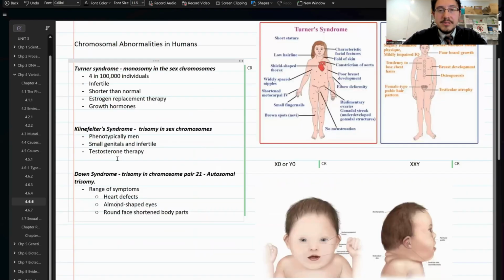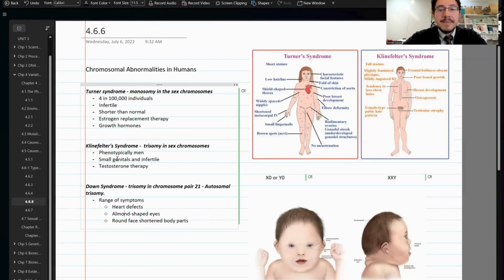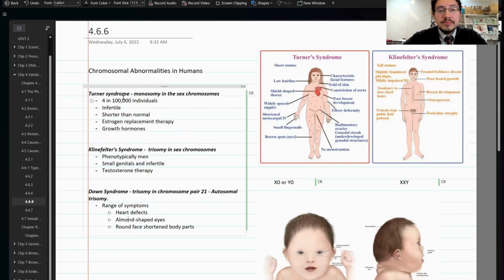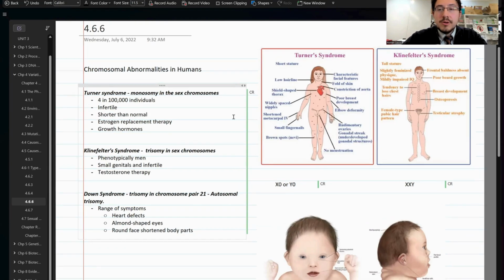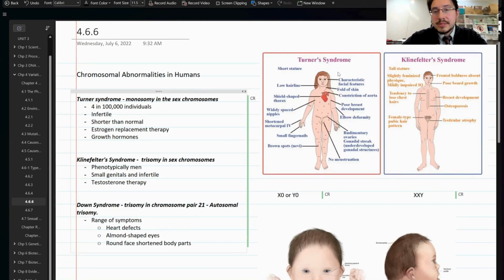Some examples of these abnormalities is Turner syndrome, which is basically a monosomy in the sex chromosomes. You would have an individual that looks something like this: short stature, low hairline, certain characteristic facial features, generally poor development. They'll be infertile individuals, shorter than normal. They would be XO because they don't have the other chromosome. They're missing that chromosome pair.